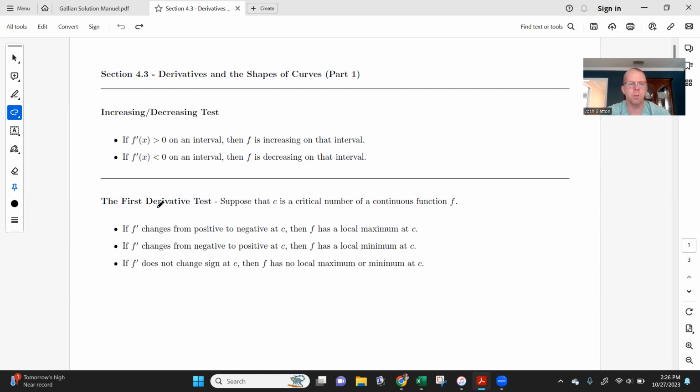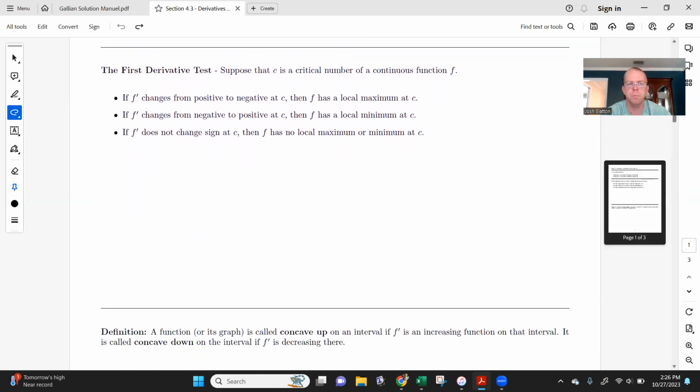Now, if we look at the first derivative test, so if c is a critical number, and you remember from a section or two ago, we talked about critical numbers, and that's any x value where the derivative equals zero or the derivative does not exist. So if f prime changes from positive to negative at c, then f has a local maximum. So we'll draw pictures of these as we go.